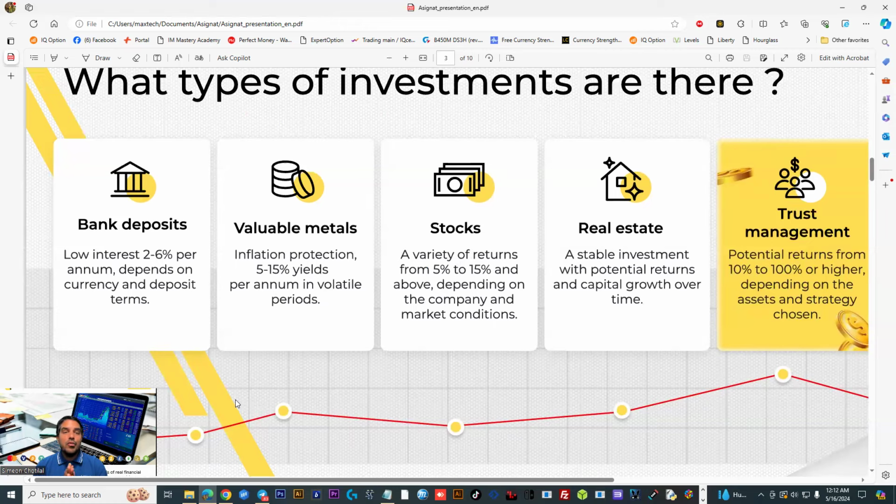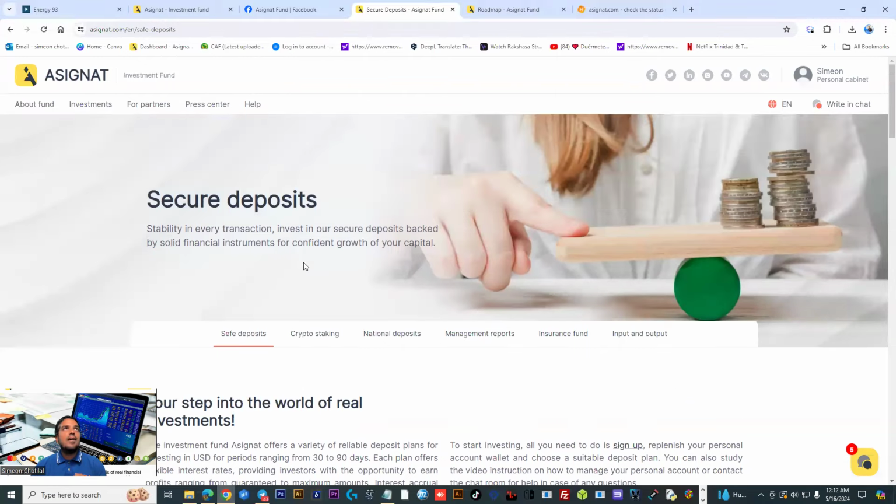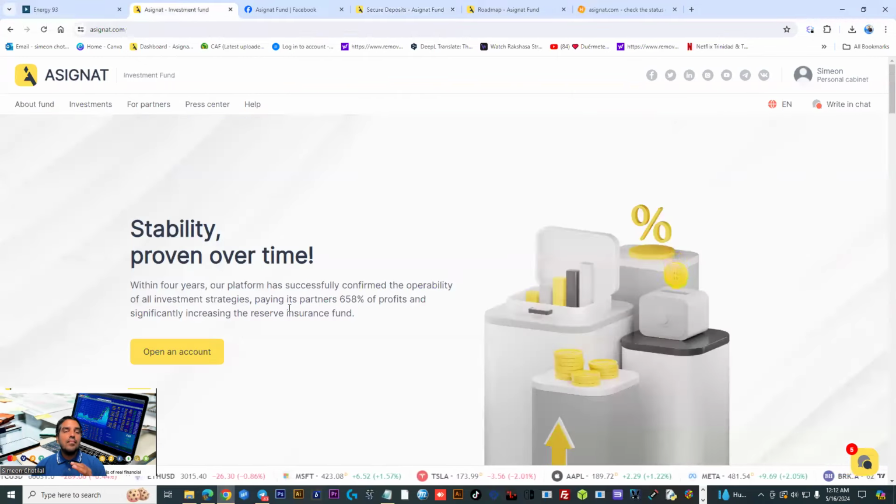Do your withdrawals. The good thing with Asignat, it's a minimum of $50 USDT, right? Basically, the minimum withdrawal is $5 USDT. They have some really nice plans available, but let's talk about how long this platform is out here. This platform is actually here since 2019, guys, right?